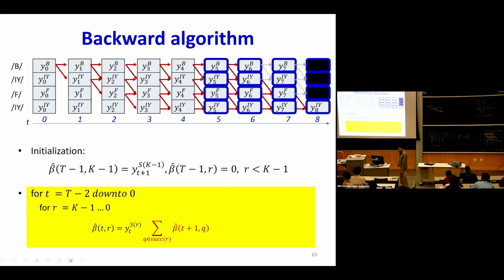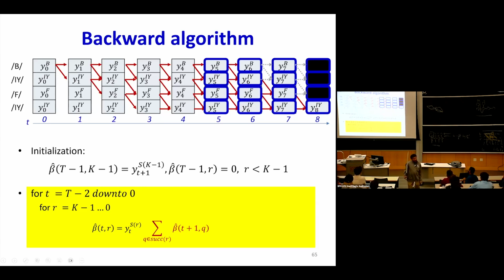And so at each time, all I'm doing now, observe that I'm going backwards from the end, which is why we call it the backward probability. At the very end, the beta for this node is y8e. The rest of the betas are set to 0. Then I keep going backwards in time. At each point, I'm going to compute the beta for all the nodes in that column. And the beta for any node is going to be the probability of the node times the sum of the betas for all of its children.